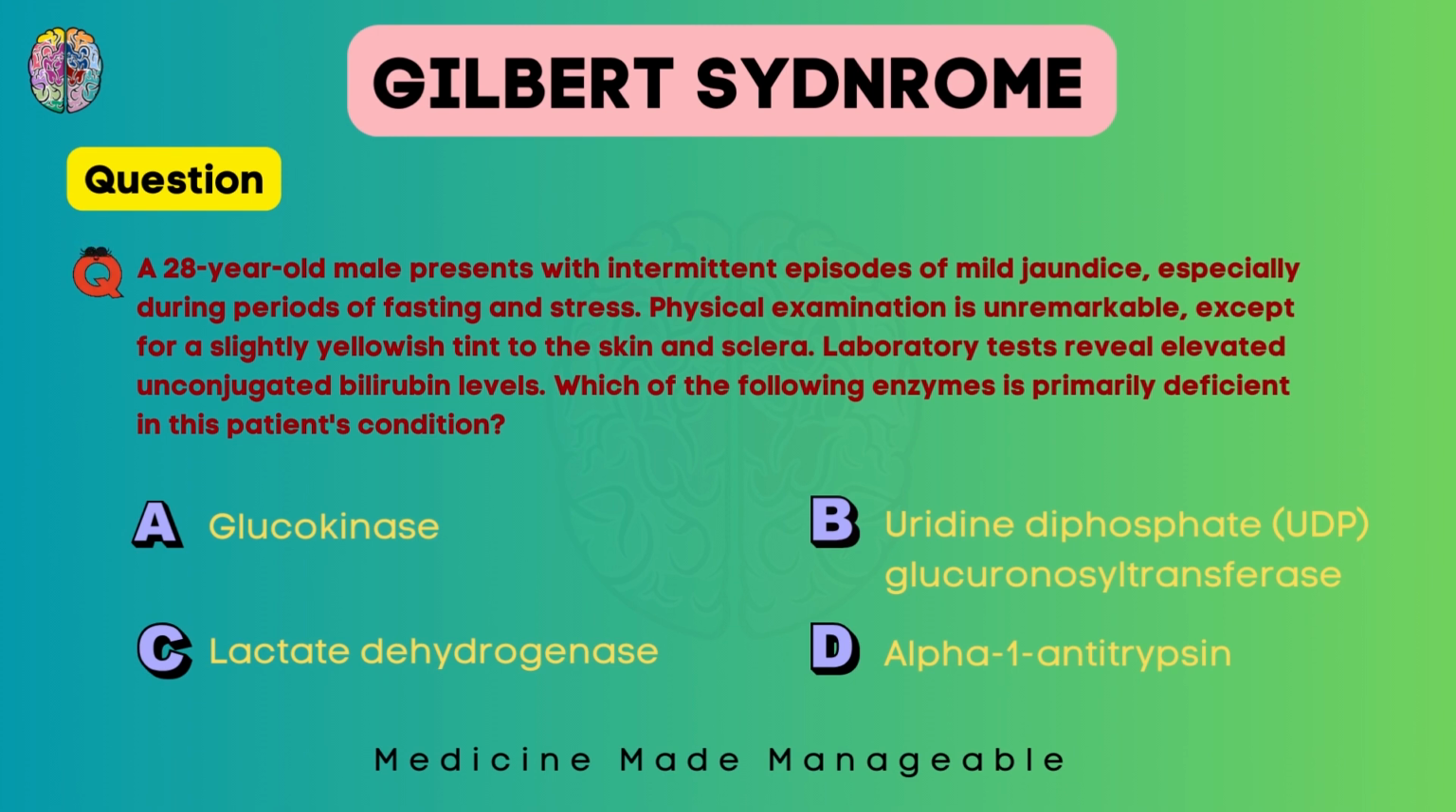To solve this question, we will first have to make a diagnosis, and after that we will be able to answer which enzyme is deficient. First of all, there is a slight yellowish tint to the skin and sclera, so it is not severe. Secondly, unconjugated bilirubin levels are increased. And our final point, which you should focus on, is that these symptoms appear during periods of fasting and stress. All of these point towards a diagnosis of Gilbert syndrome. And as we just saw, the enzyme which is not working here is UGT1A1, or uridine diphosphate glucuronosyl transferase. So our correct option here is option B.